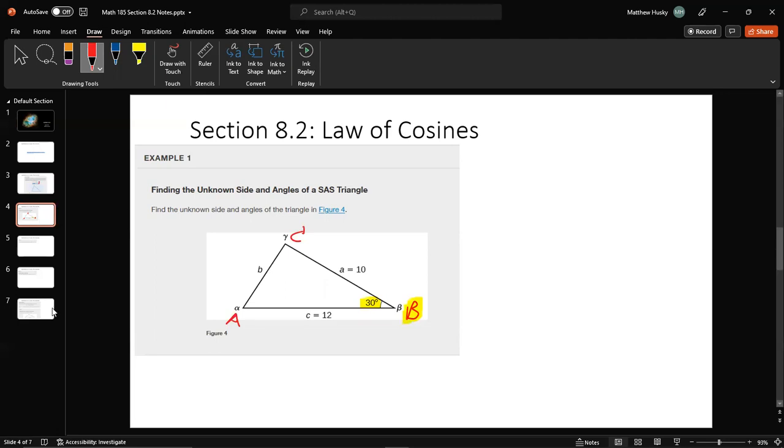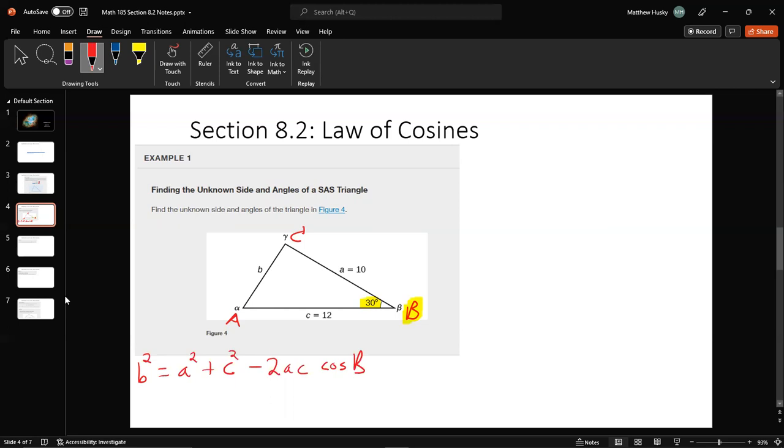If we want the one with angle B, that's going to be equal to the side little b squared. That's going to be a squared plus c squared, the other 2 sides, minus 2ac, times the cosine of angle B, big B. So that would be the version of the law of cosines formula we will use for this situation.